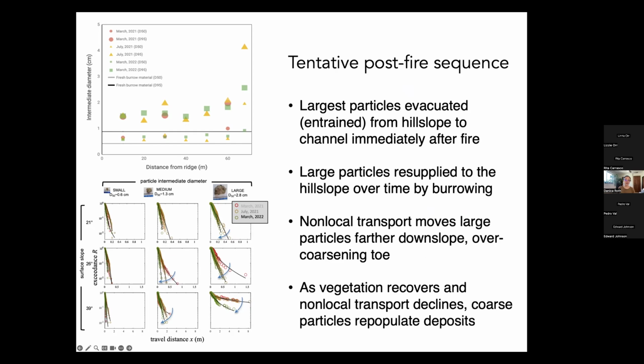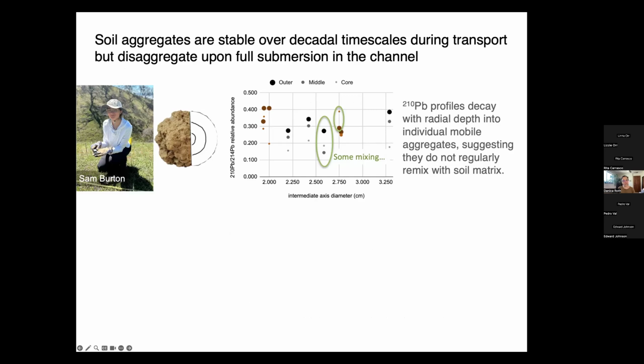Another interesting point here, though, is that an undergrad student in my lab, Sam Burton, has separated some of these individual soil aggregate particles into radial layers. She's using a little nutmeg grinder to analyze their lead-210 concentrations. Lead-210 is a short-lived radionuclide delivered by rainfall with a half-life of around 23 years. So it tells us about decadal surface exposure. And we find that most of these aggregates have a radial decay in concentrations, which means that they're staying coherent over decadal timescales rather than rehomogenizing with the soil matrix, say, every year.